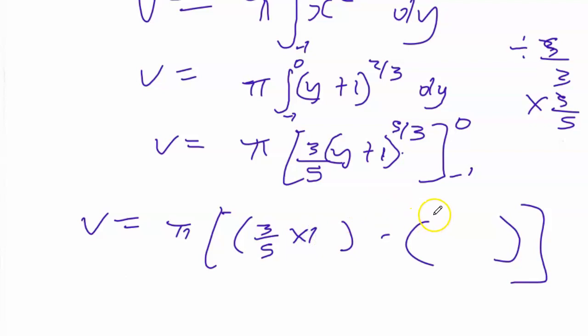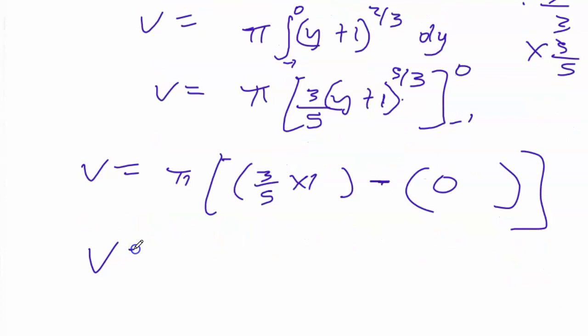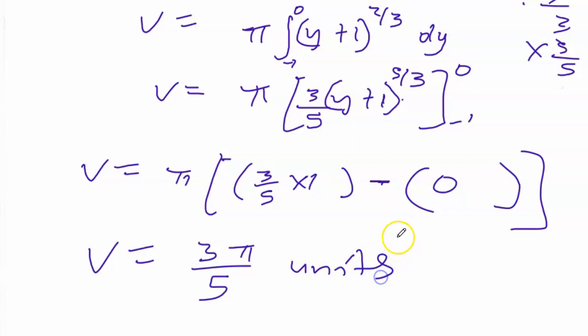In the second bracket, replace y with -1. You'll actually have -1 plus 1, which is 0. Alright, so 0 to whatever power there, that's 0. So we just have 3/5 in the bracket. So the volume is pi times 3/5, which is just 3/5 pi, cubic units. Units cubed, since we're talking about volume.